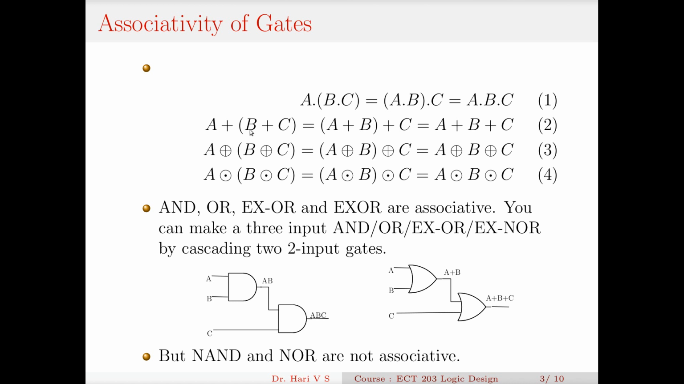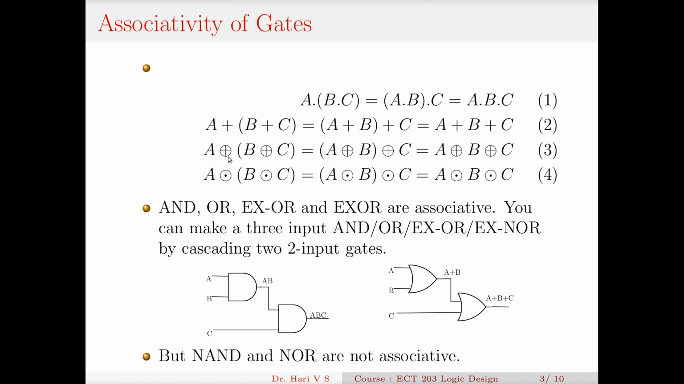OR is also associative. (A or B) or C is equal to A or (B or C), that is equal to A or B or C. As in this diagram, A or B is ORed with C and gives me A or B or C. That means a 3-input OR is formed by two-input ORs. Just by cascading two-input OR gates, I can make a 3-input OR gate.